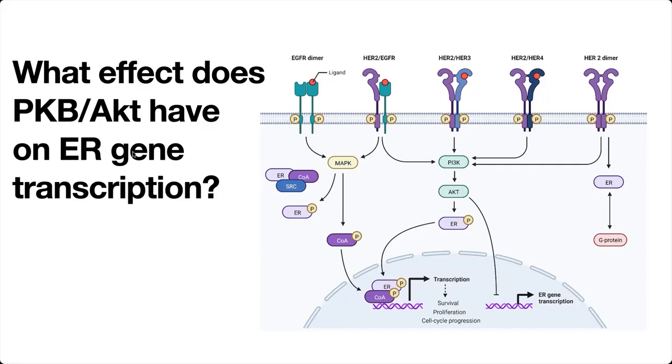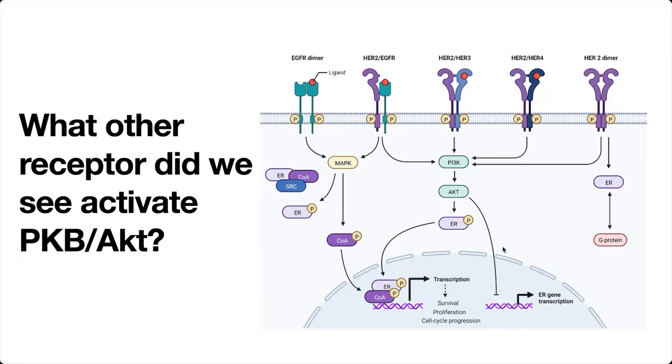So the question is asking us about ER gene transcription, and this is going to show us ER gene transcription. We want to look in the diagram and see where that's mentioned. It's mentioned here, and there's an inhibition arrow leading from AKT to it. So we would expect that this is going to be decreasing the ER gene transcription. And what other receptor did we see activate that same AKT? And that was going to be our insulin. But that was just because we had just talked about it. And I want to ask you to be able to remember that.